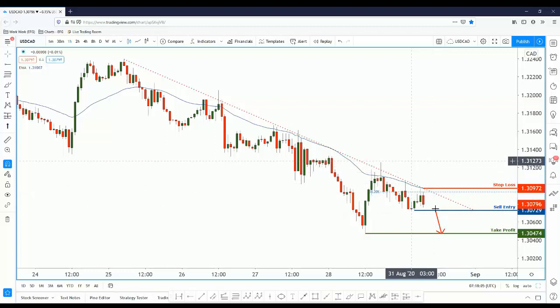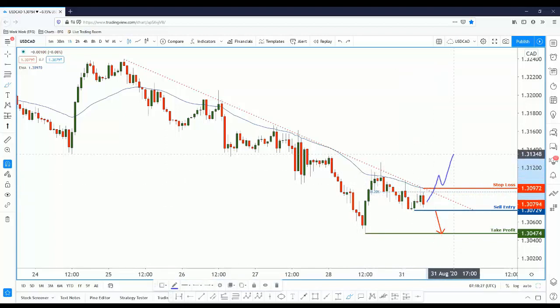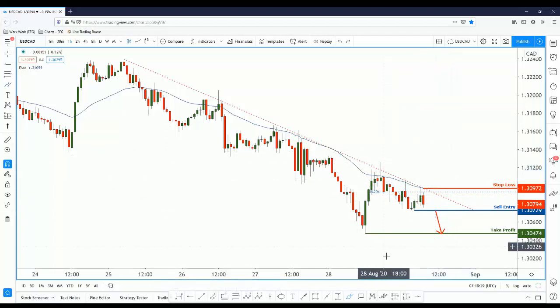If it doesn't happen, if price breaks above the stop loss and closes above, then our bearish idea would be wrong, because price will have broken above the moving average resistance 1, it will have broken above the descending trendline resistance 2, and it will have also broken above our graphical resistance 3. So if price really goes higher, then our bearish idea is wrong.